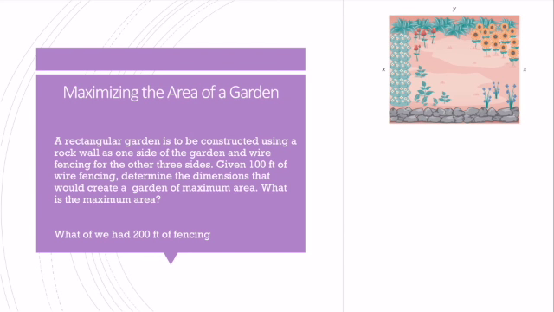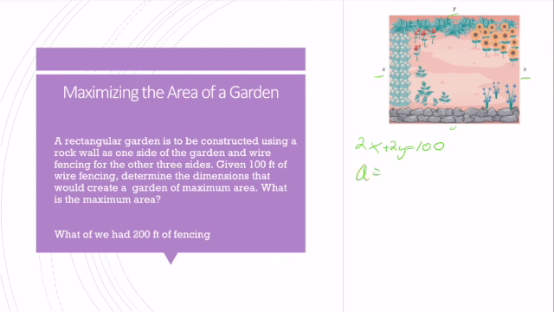So if I'm maximizing the area of a garden, and I have a rectangular garden that is going to be constructed using 100 feet of wire, what I need to do is determine the dimensions that would create the maximum garden area. Okay, so how do I do that? The first thing I know is that I have 2x and 2y, and that adds up to the 100 feet of wire I have. I also know that the area is what I'm trying to maximize. Recall that the area of a rectangle is just going to be x times y.